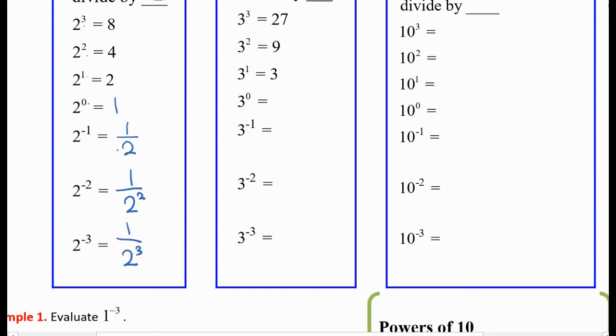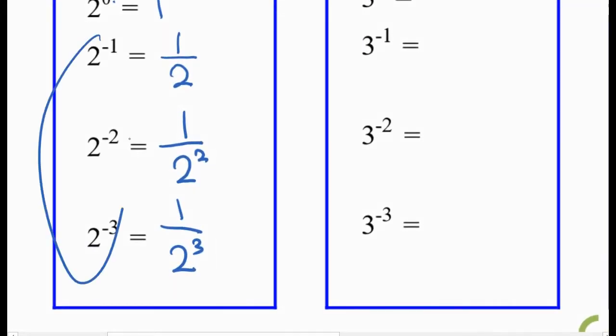Alright, everyone. So do you see any pattern here? Look at those negative exponents. So this is 1 hiding here. When there's no exponent, that means 1 is hiding. Okay, 1 over 2 to the power of 1. And when it is 2 to the power of negative 2, it is 1 over 2 squared. And when it is 2 to the power of negative 3, it is 1 over 2 cubed.